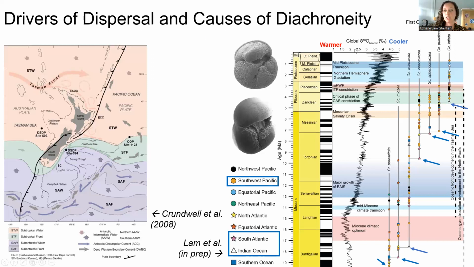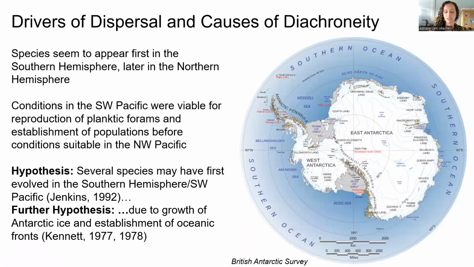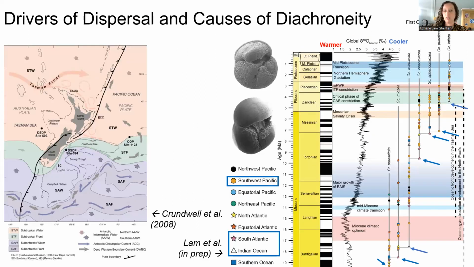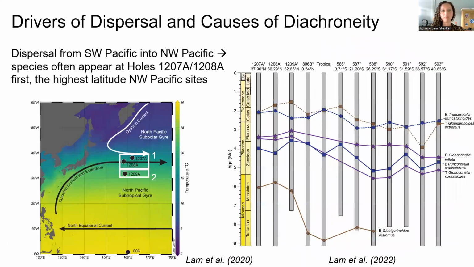What you're looking at is the global oxygen 18 from benthic foraminifera, the stack, with a phylogeny of the global canelids. All of these little symbols and dots in different colors represent different ocean basins and different locations and regions that we split out. But notice the first occurrence of all of these species: they all occur in the southern hemisphere, in the Southwest Pacific, some in the South Atlantic Ocean, and some in the Indian Ocean. So we do agree with the hypothesis of Jenkins in 1992 that, at least for the global canelids, a lot of these species are evolving first in the southern hemisphere.